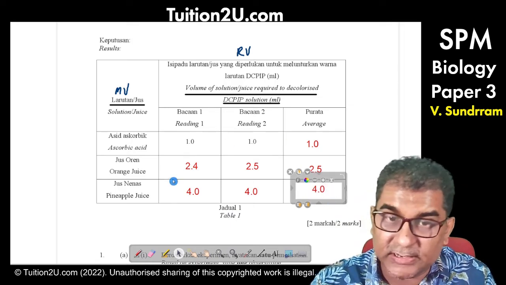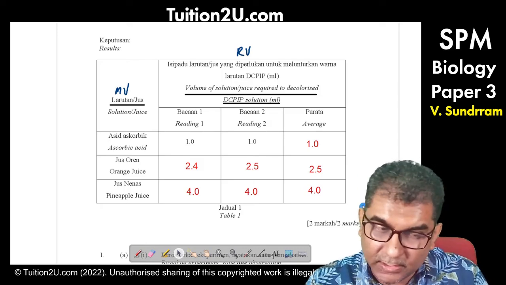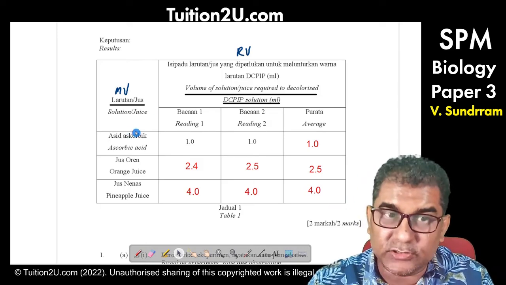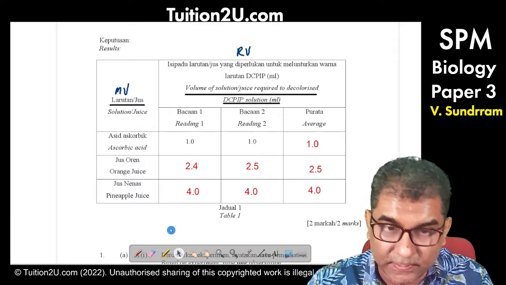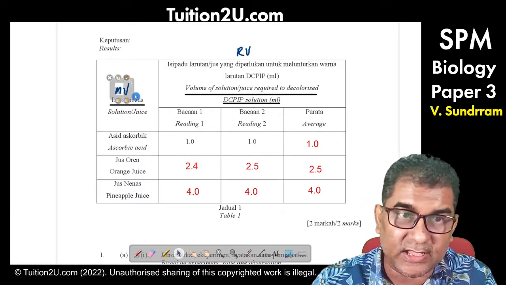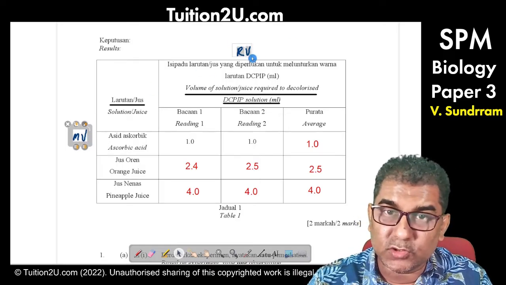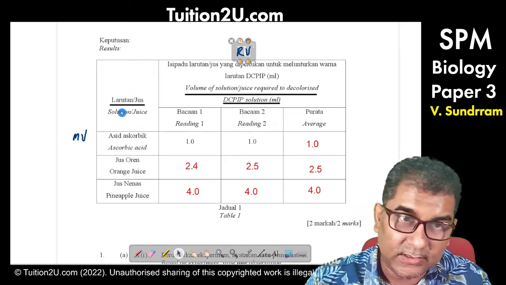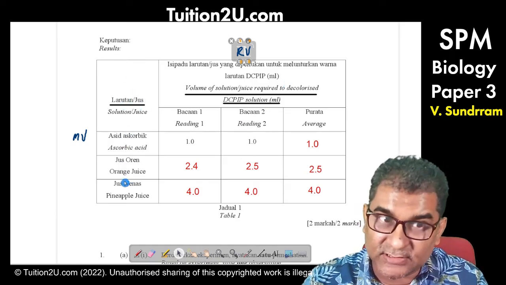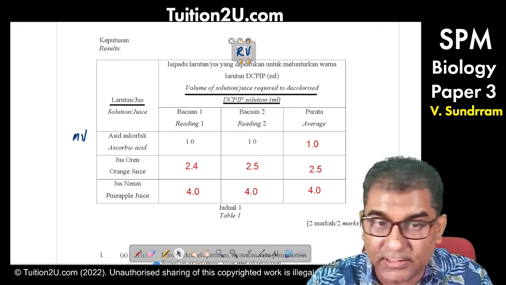So make sure the decimal points are the same. Important. Another thing is, in case you need to create the table on your own, make sure the manipulated variable is on the left side. The top row is always the responding variable. In case you need to create the table, the left side must be manipulated. The top row must be the responding variable.